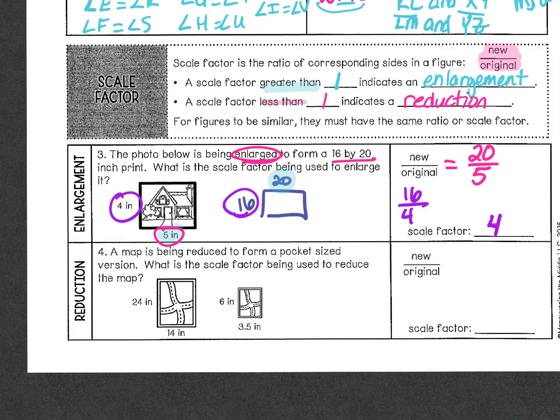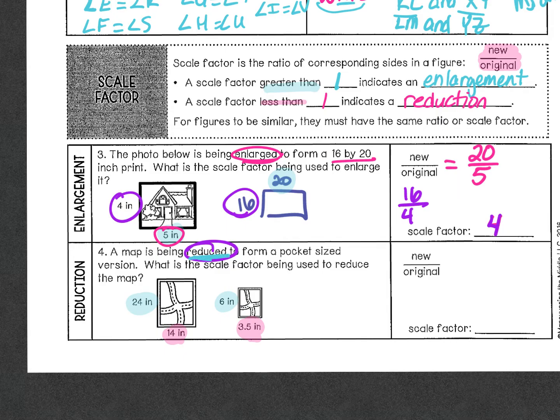Okay, the map is being reduced, which means it's going to get smaller to form a pocket-sized version. What's the scale factor being used to reduce the map? So 24, which is the bigger number, goes with the 6. And then the 14 goes with the 3.5. So the new one is the reduced one.